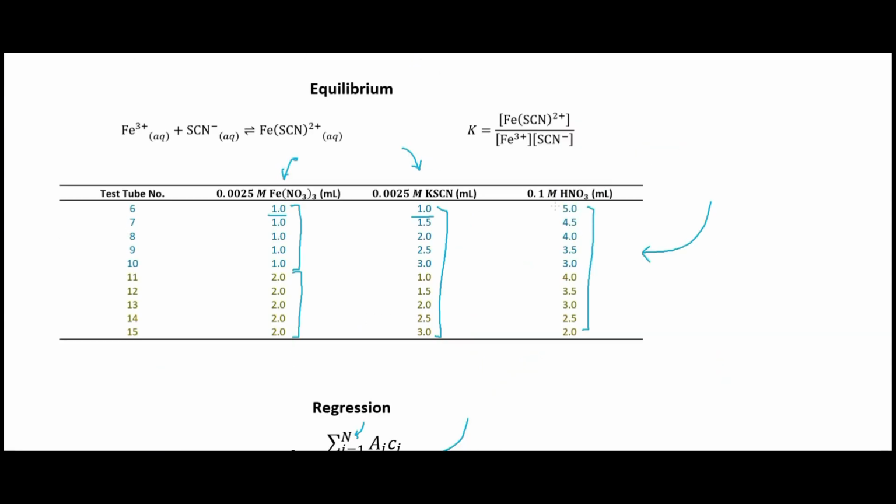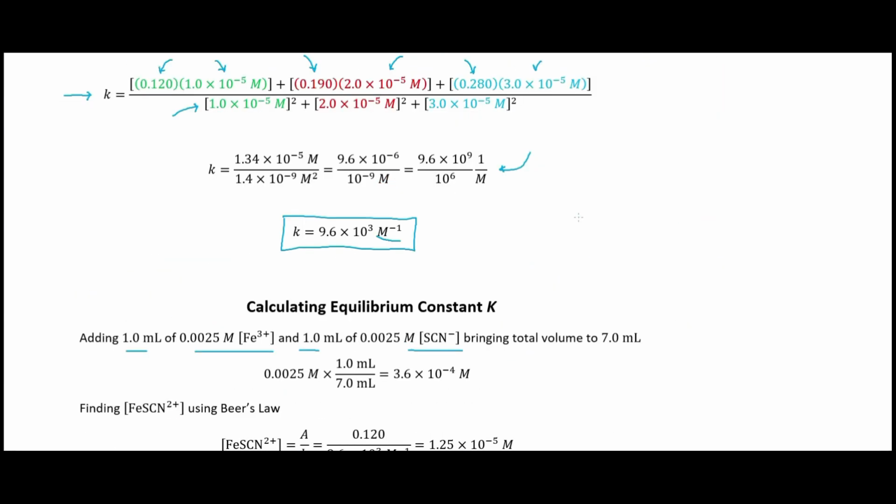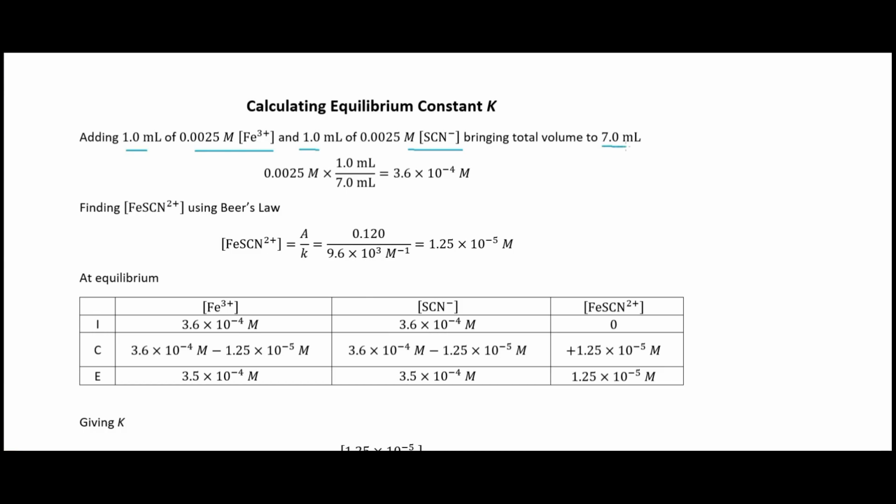Then up here you see that we're adding 5 milliliters of this, so 1 plus 1 plus 5 gives us 7 milliliters. So we find our concentration for the Fe3 plus and SCN minus, and so that's the sort of initial concentration in our ice table. So we want to find what that is after we've mixed everything together. So we have to do this dilution here. So we get our initial concentration of the reactants. And then we want to find the concentration of the product using our Beer's law.